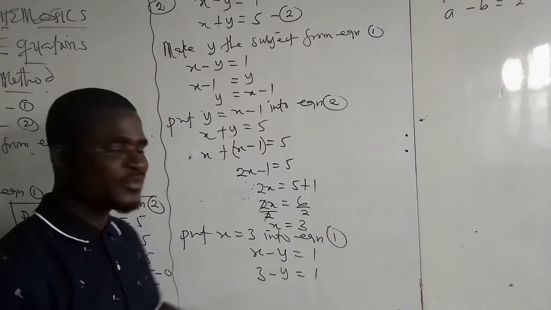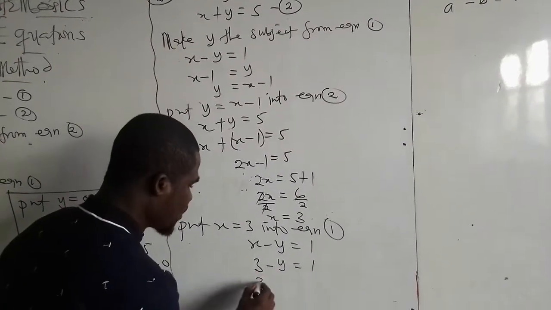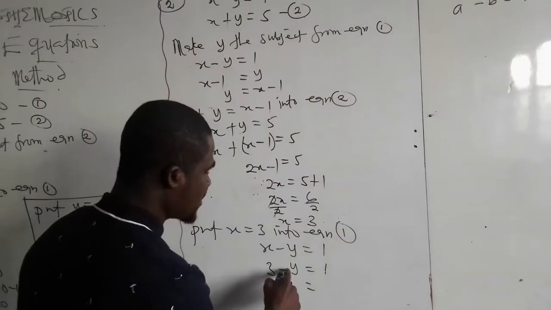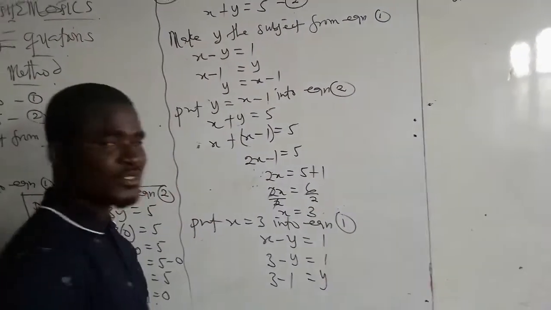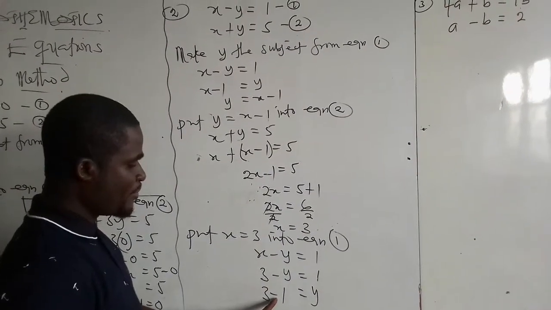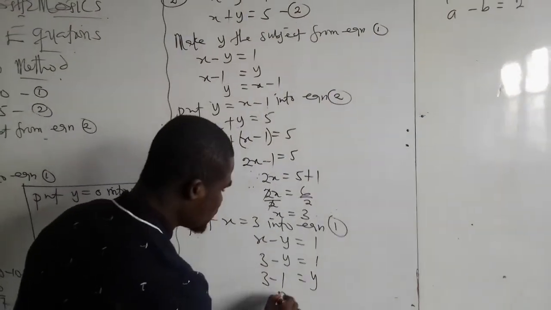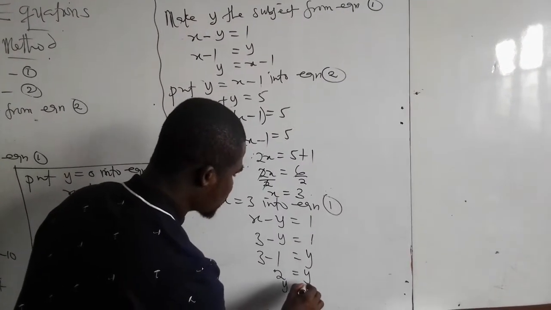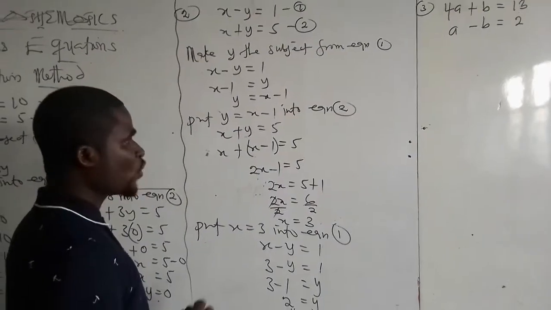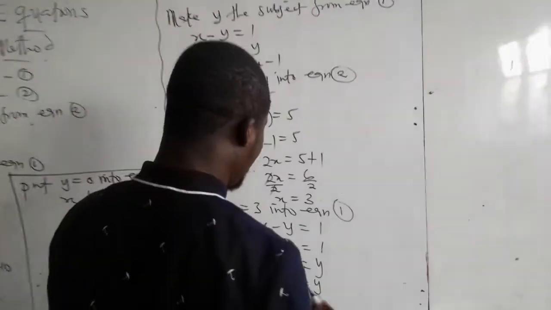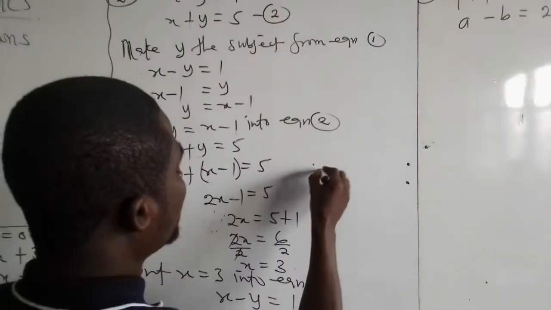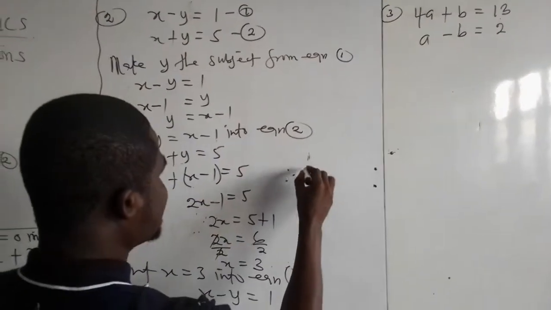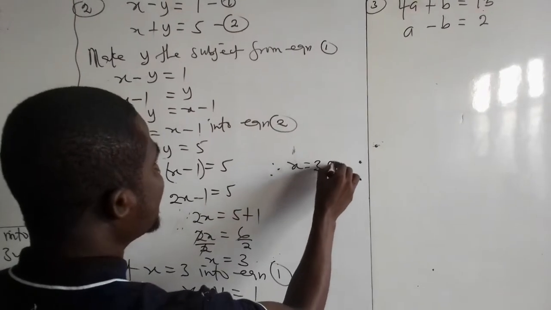So I'll maintain my 3. 3 will stay, so that this one will become negative 1. Equals this y will come. Equals y. Now 3 minus 1 will give us 2, equal to y. So therefore, y is equal to what? 2. So therefore, the value of x equals 3 and the value of y equals what?